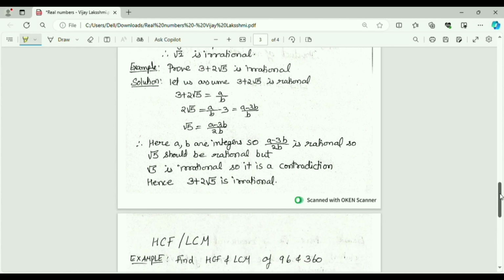There is one more type of question which you would see. Prove 3 plus 2 root 5 is irrational. It is similar to the previous question, more or less. Here also we have to do the same thing. We will assume first that the given term, whichever we are required to prove irrational, is rational. Then by taking the contradiction, we will move forward to show that our assumption is wrong and the given term is irrational.